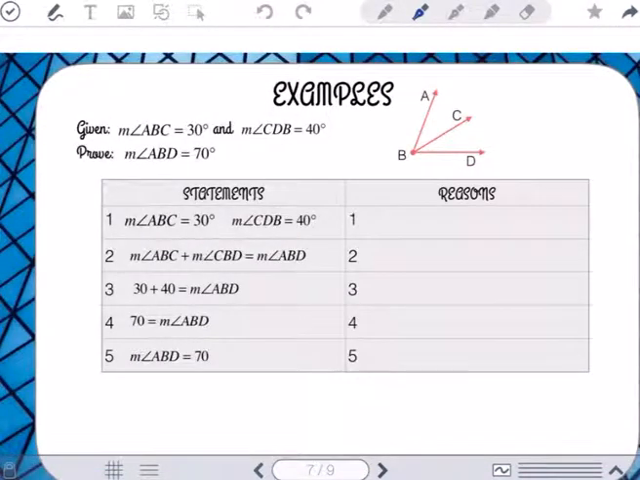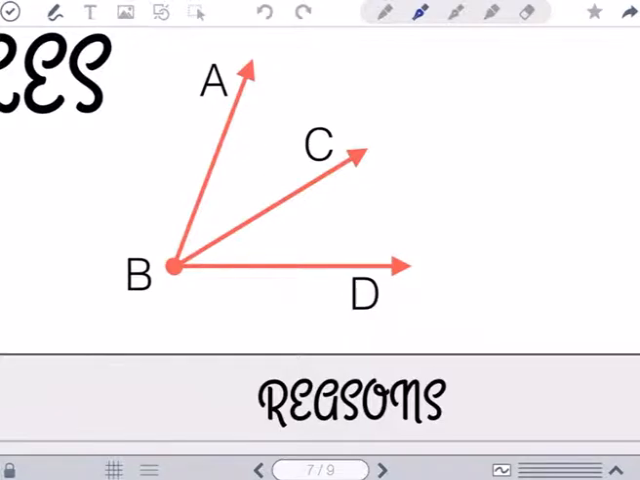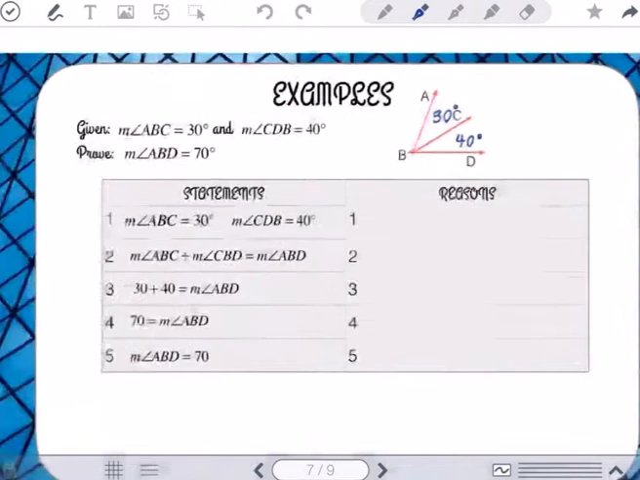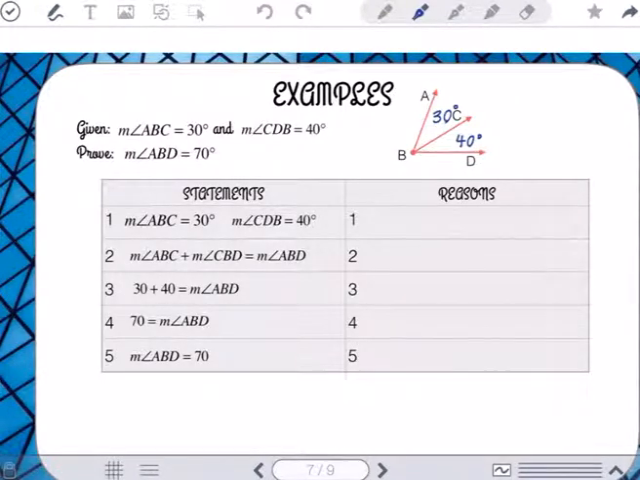Now, you can also use these same exact things for angle addition. So let's look at 2 angle addition ones. So the first one says, given angle ABC is 30 and CBD is 40. So I'm going to mark up my diagram immediately. So ABC is 30, CBD is 40. Prove that ABD, which is the large one, is 70.